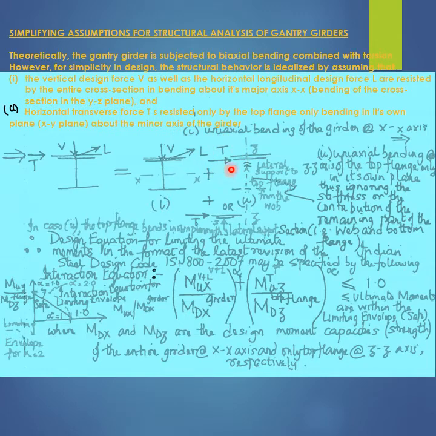wherein we assume that the total horizontal transverse dynamic force T induced by the acceleration and braking of the loaded trolley or the crab of the crane, as well as the swinging of the payload of the crane, is resisted only by the top flange bending in its own plane, that is the XY plane about the minor axis ZZ of the girder cross section.